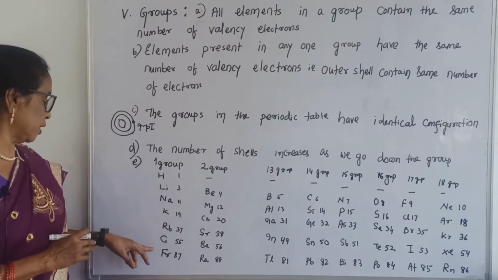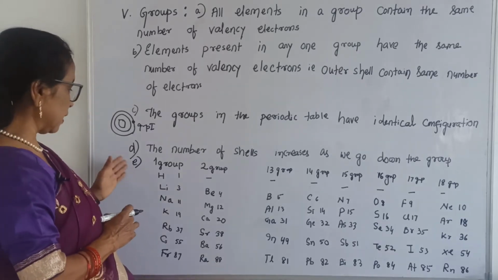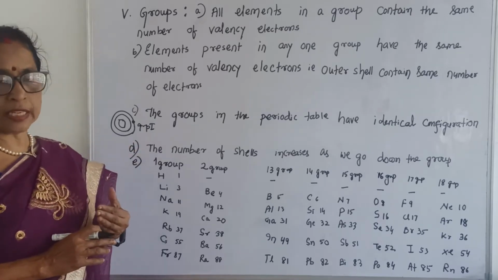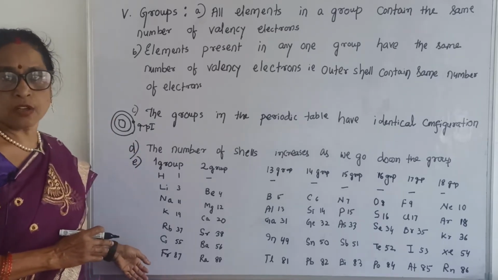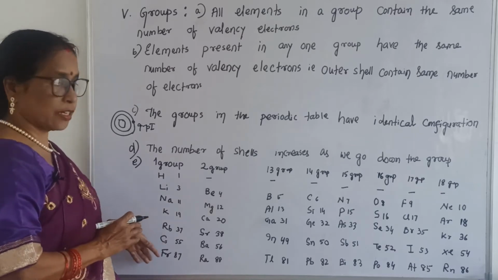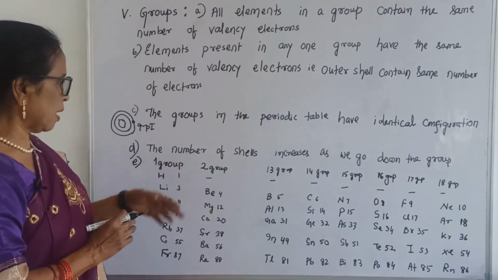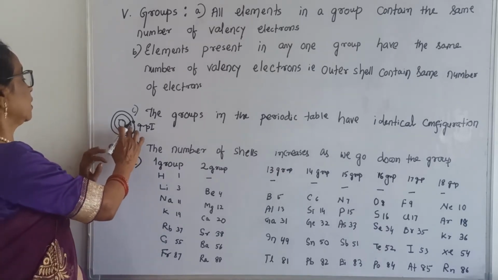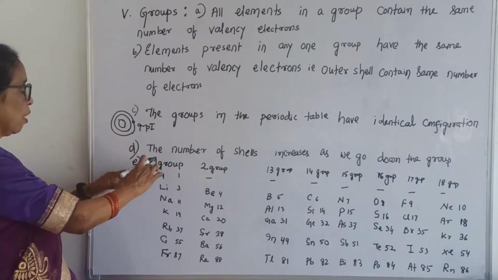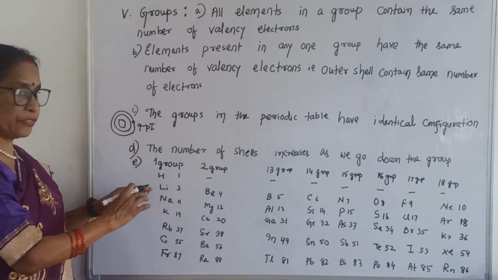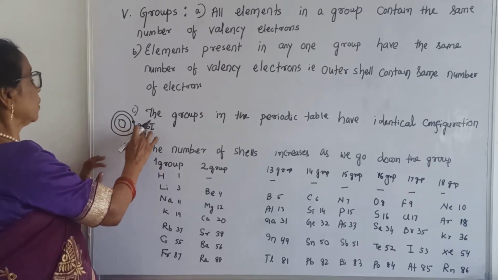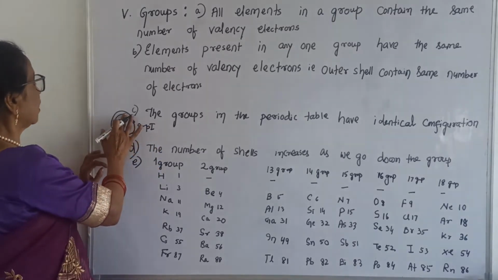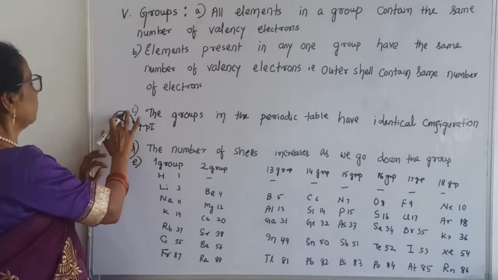But rubidium, strontium, francium cannot be explained by the simple method. That is why you should learn SPDF in 11th class, so that you can write the configuration of the higher atomic number elements. The number of shells increases as you go down the group. Suppose here 2 shells, here 1 shell. When you go down the group, you will see the shells increase.